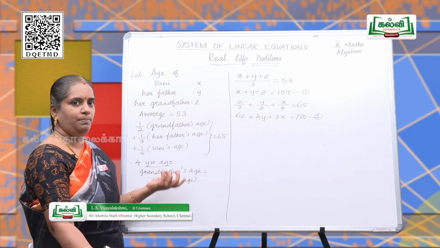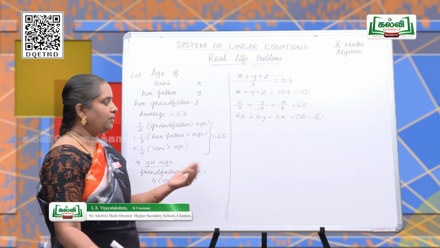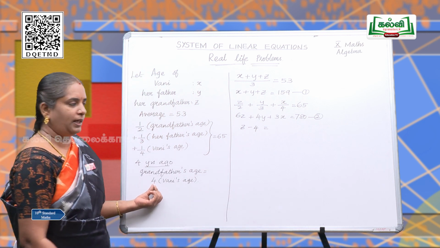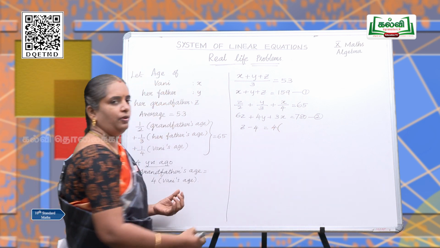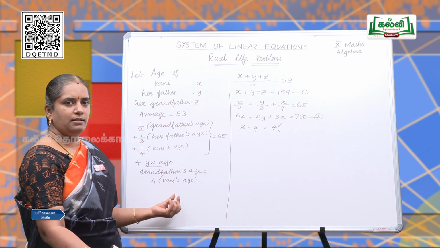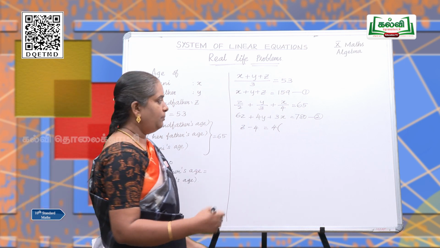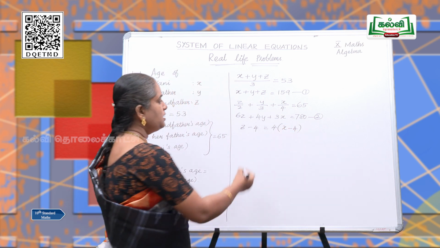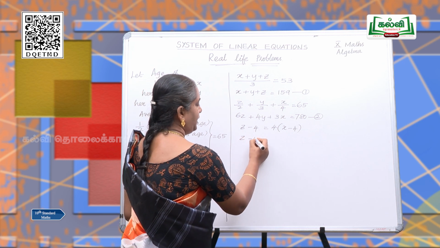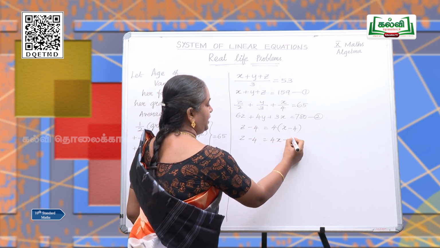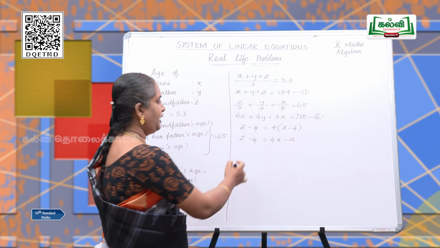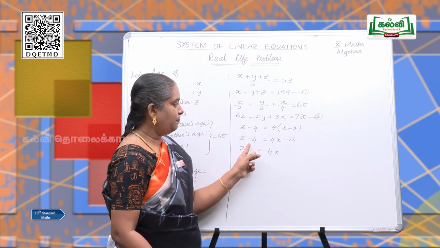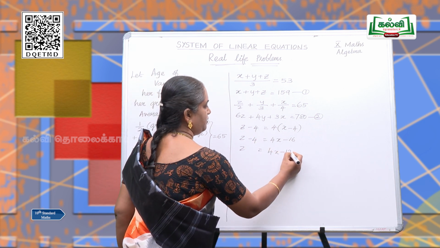So, the grandfather's present age is Z. Four years ago it would be Z minus 4, and it is 4 times Vani's age at that particular time. Before 4 years, Vani's age would be X minus 4. So we can simplify this as Z minus 4 is equal to 4X minus 16, and we get Z is equal to 4X minus 16 plus 4, that is 4X minus 12.